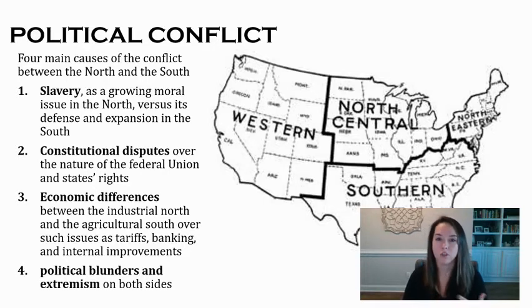I would make sure that you understand how they overlap, what they have to do with one another. And then I would also make sure that you can provide specific factual information, SFI, as evidence to support how did slavery increase division? How did constitutional disputes increase division, and so forth?